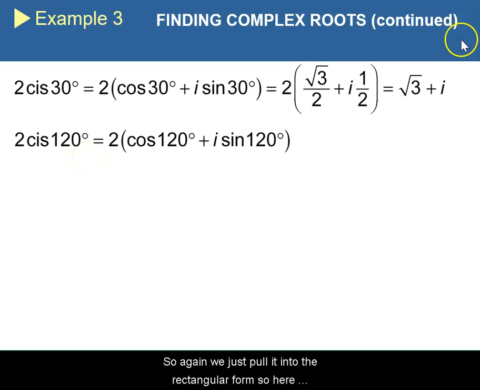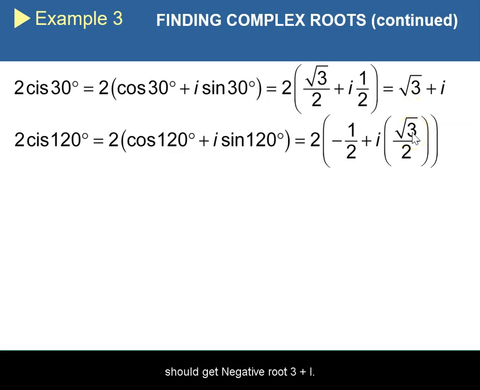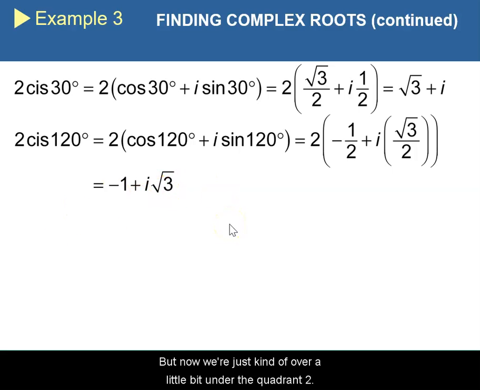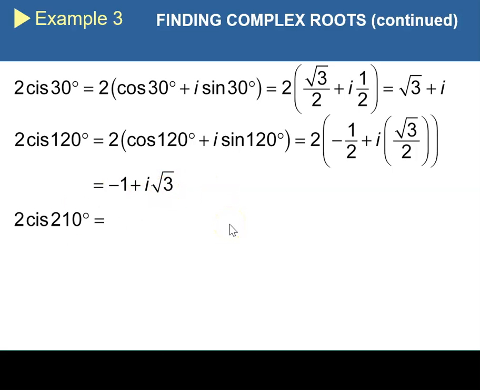We're going to do that for 2 cosine 120 plus i sine 120. Again, we just pull it into rectangular form. Here things are pretty much the same value, except cosine is negative and sine is positive. So I should get negative root 3 plus i, because now we're over a little bit in quadrant 2, at a 60 degree measure, I guess.